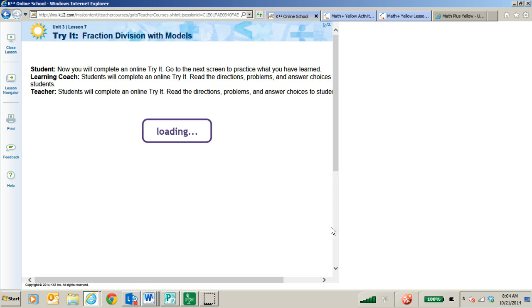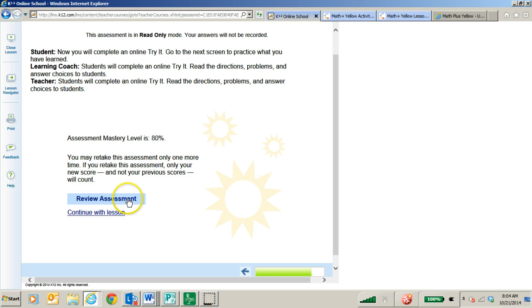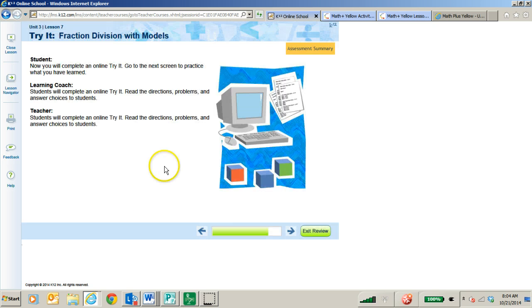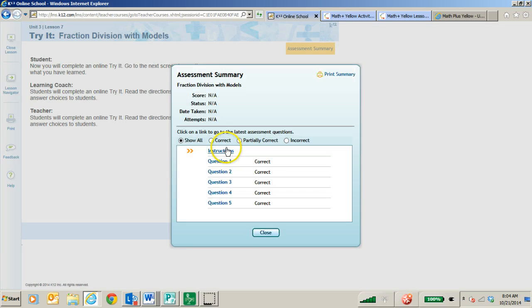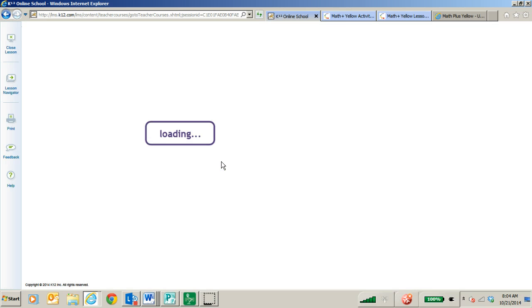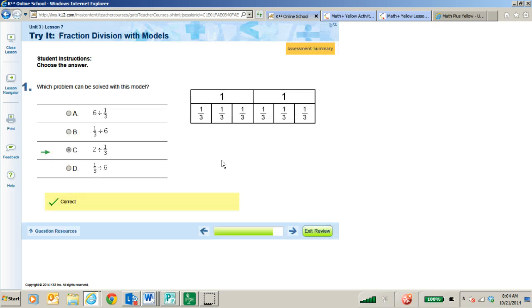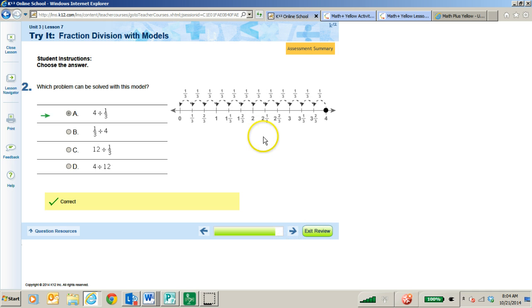This lesson does have a checkpoint, and the checkpoint is very similar to everything that has been done throughout the lesson. So when we click on the answers or question types to review, you will see a variety of different models. Here we have 2 wholes, and it's divided by thirds. This could be a little tricky if you don't know exactly what you're doing, but think about how many wholes and what it's being divided by. In this next one, we have the whole number line. It shows 4, and it's divided by thirds. How many thirds does it have?